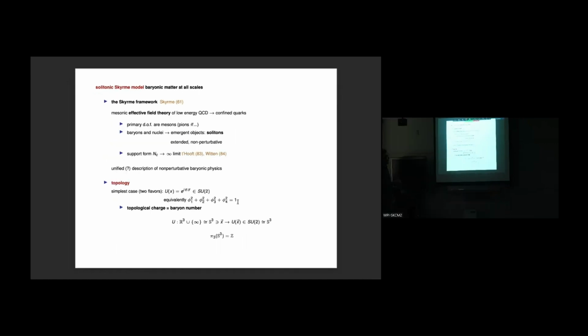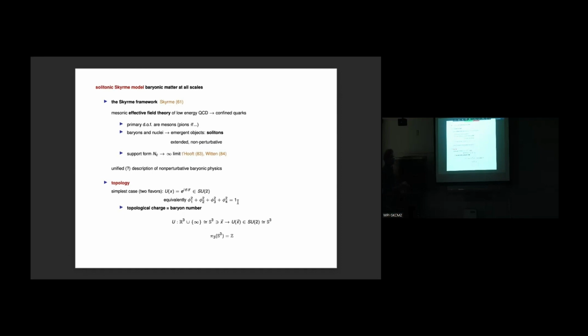Okay, so we have a field of SU2, it belongs to the SU2 group, or equivalently, you have 4 real fields whose modulus equals 1. So they live on a 3-dimensional sphere. The target space is a 3-dimensional sphere. So now you see how topology enters in this theory.